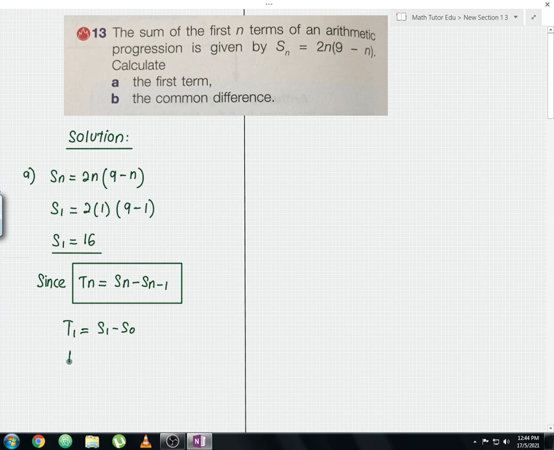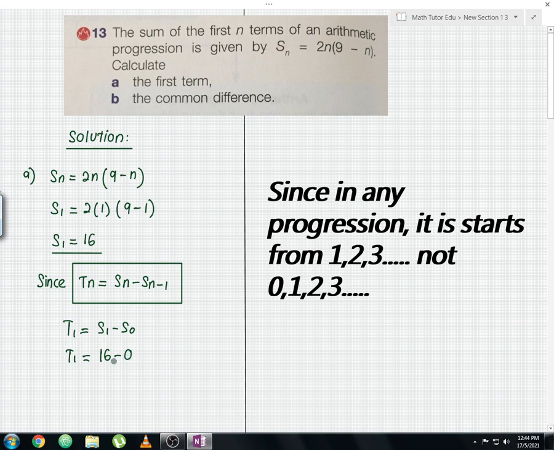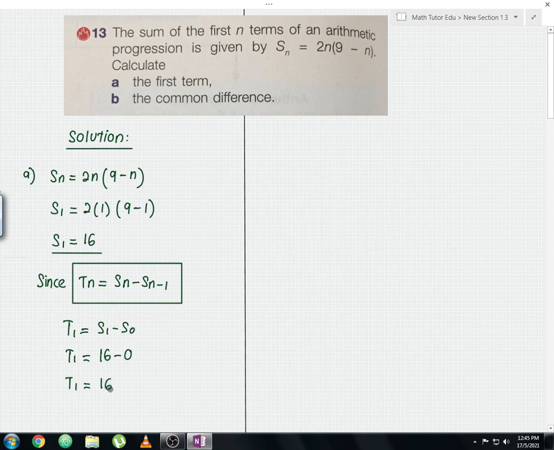So from here T1 will be equals to, your S1 is 16, which you calculated based on this sum of the first n terms equation. Sum of the zero term, technically you have no value, so it will be 0. So from here 16 minus 0, you get your first term is equals to 16. As you do more practice, you should know that the sum of the first term and the first term is the same. So let me underline the solution for the question part A.